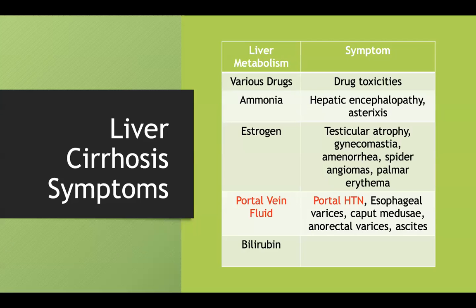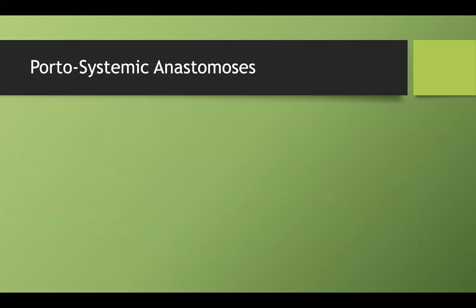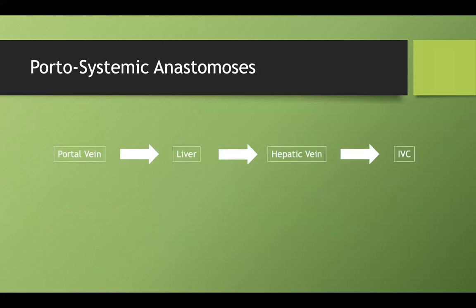So we've talked about portal hypertension. Now let's talk about some of the other sequelae of excessive portal vein fluid. We're going to start talking about all of our porto-systemic anastomoses. I've shown you this diagram so many times, you're probably sick of it, but we have our portal vein, which drains into our liver, out the hepatic vein, and into our IVC.